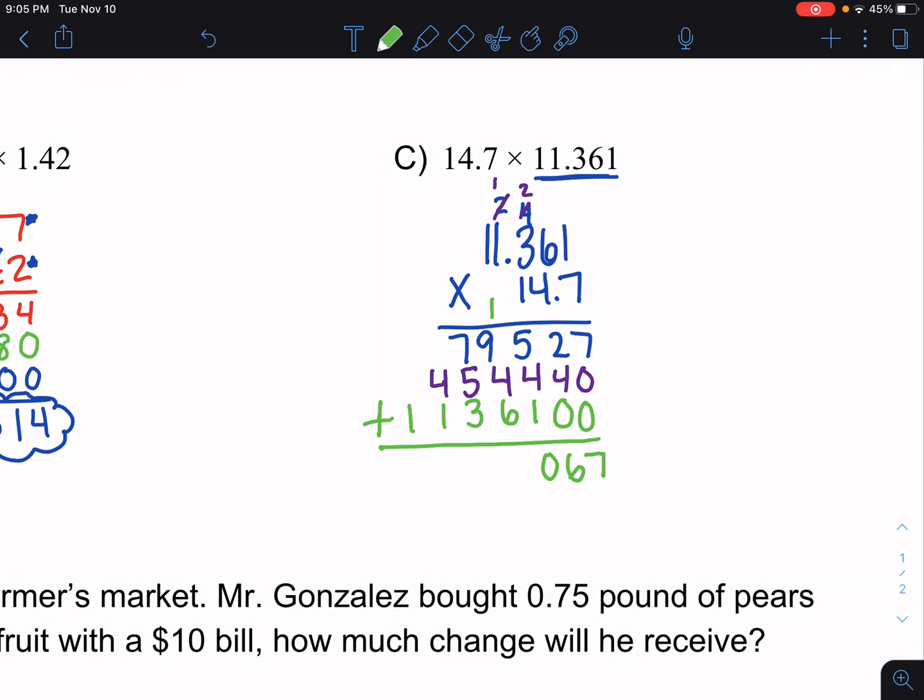9 plus 1 is 10. Plus 4 is 14. Plus 6 is 20. Carry the 2. 7 plus 2 is 9. Plus 5 is 14. Plus 3 is 17. Carry the 1. 4 plus 1 is 6. And then 1 plus 0 is 1. Once I've got all my addition done, I'm going to do my decimal places.